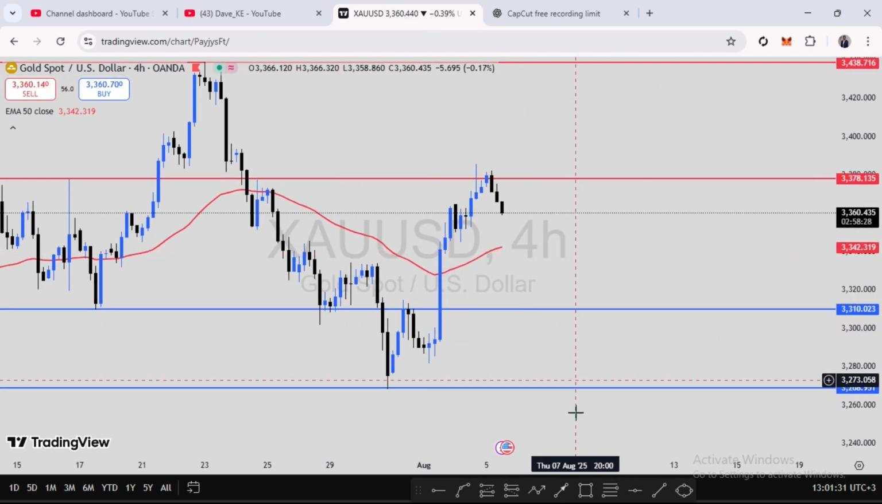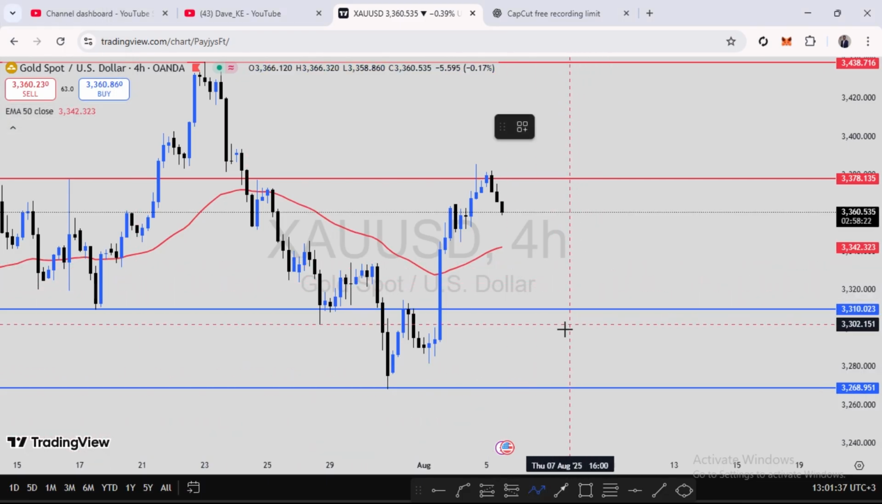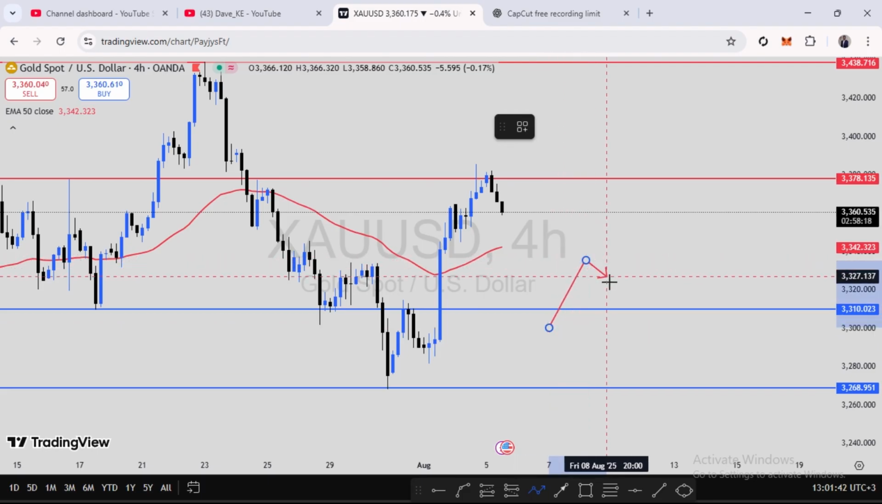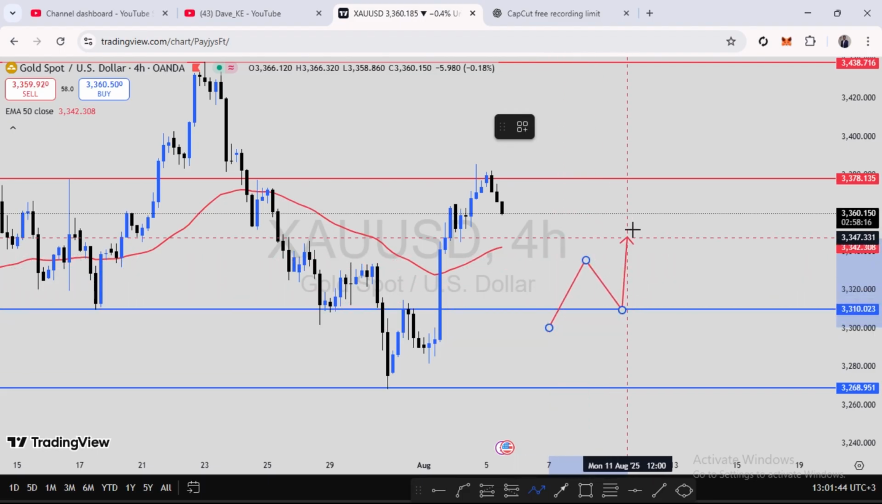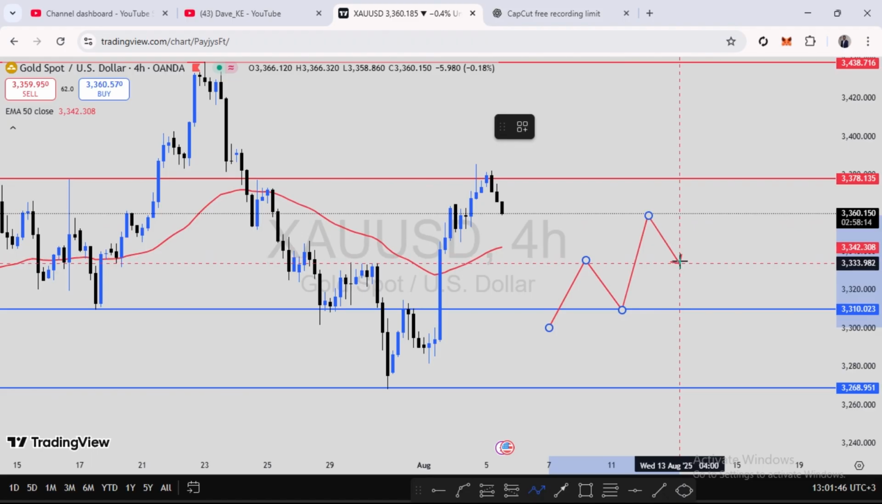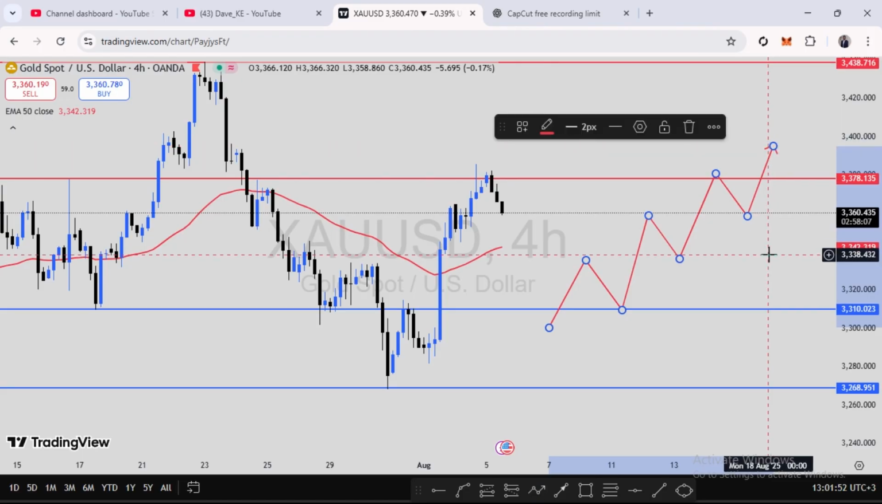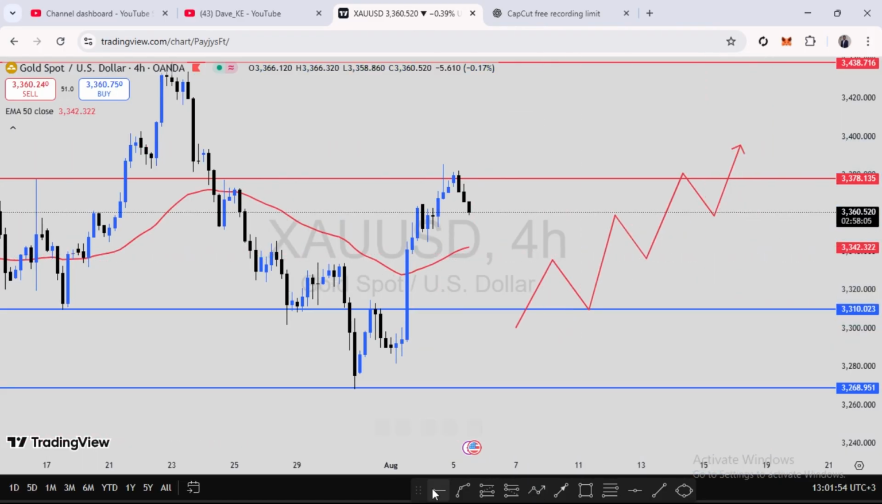Okay, right. So let's get into the chart. If you all know me, you know that I'm a price action trader. First of all, we start by marking our key levels, which are the blue and the red lines. Then gold normally follows a market structure. As you can see, I'm demonstrating an example of an uptrend.